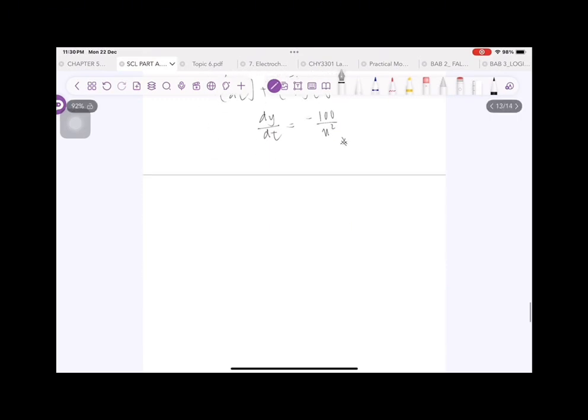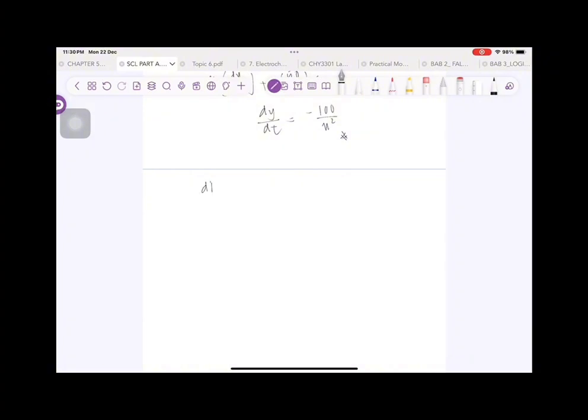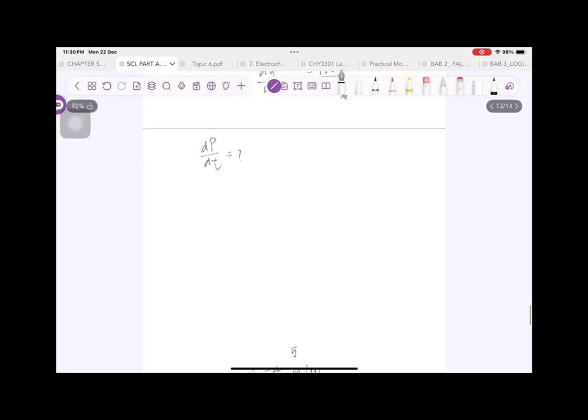Okay, back to the question. It asks what is the rate of change of the perimeter. We want to know what is dP over dt. So we have a perimeter equation.